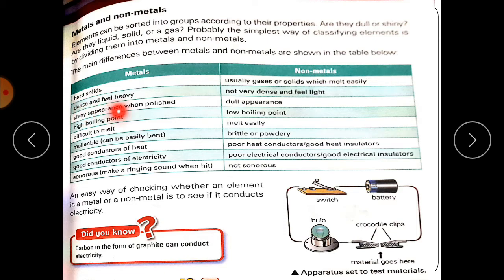Next point, metals are dense and they feel heavy, but if we compare non-metals, they are not very dense and they feel light. Metals are shiny, they give a shiny appearance when polished, and examples of shiny metals are jewelry, if we polish it, silver, gold, okay. Non-metals give us a dull appearance generally, for example carbon, and so many other examples are there.